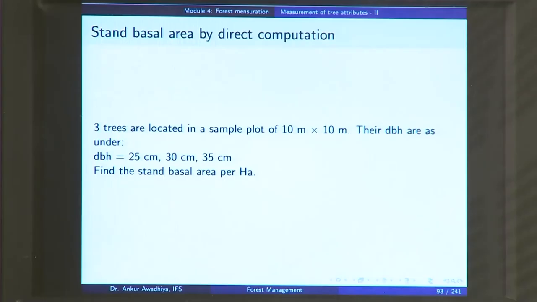Now, how do you measure the stand basal area? You can measure the stand basal area in two or three different ways. The easiest one is to do a direct computation. So, we will illustrate this method using this example. You have three trees that are located in a sample plot of 10 by 10 meters. The DBH are as under: 25 centimeter, 30 centimeter and 35 centimeter. And you have to find out the stand basal area per hectare.